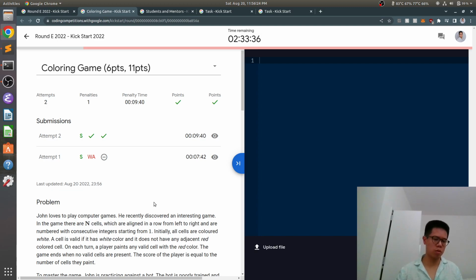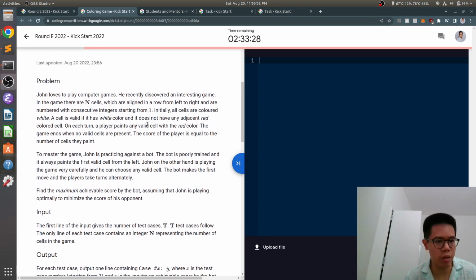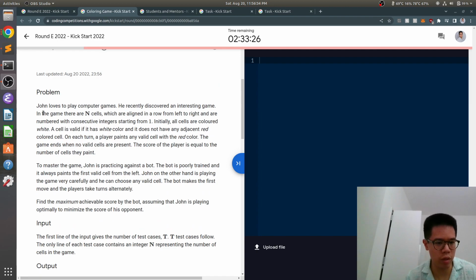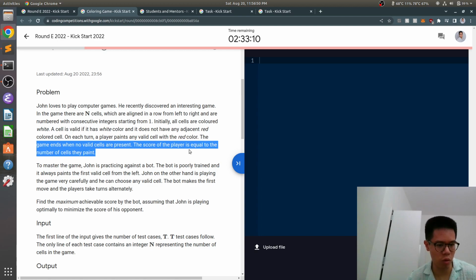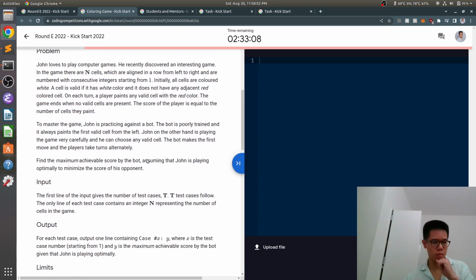All right, cool. So, problem coloring game. In this problem, we've got John, and he likes games. There's n cells from left to right in a row, numbered from 1 through n. Everything starts white, and it's valid. A cell is valid if it's white and nothing next to it is red. On your turn, you can paint any valid cell red. The game ends when there's no valid cells left, and the score is the number of cells you painted.